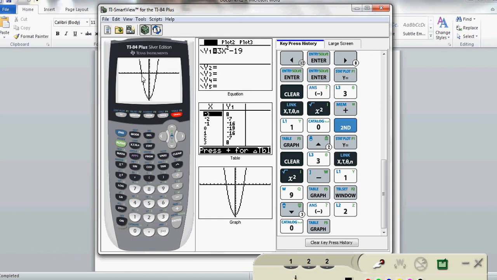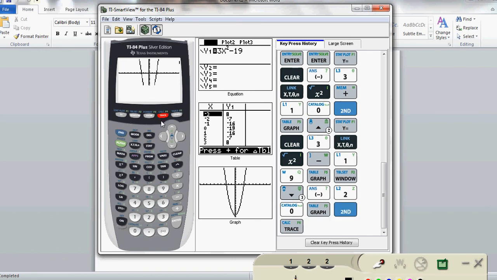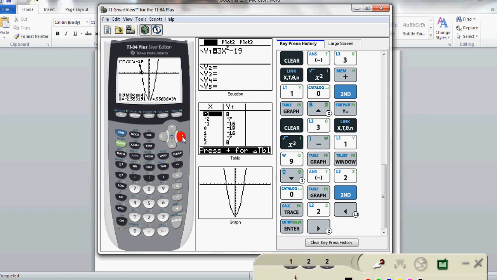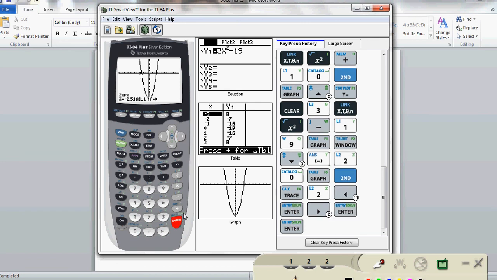Okay, so first thing I'm going to do is find this 0 right here. So I do a second calculate. I'm going to calculate the 0. I want to get to the left of that, and then to the right, and then guess. And I get negative 2.520. So that's one of the x-intercepts.